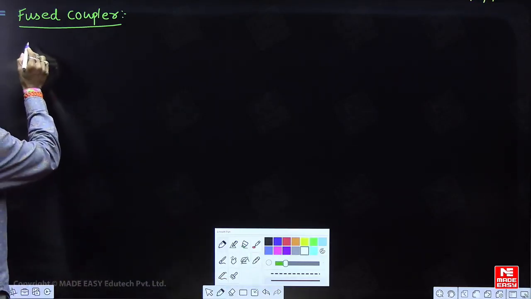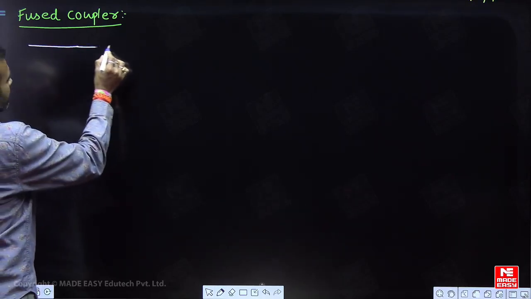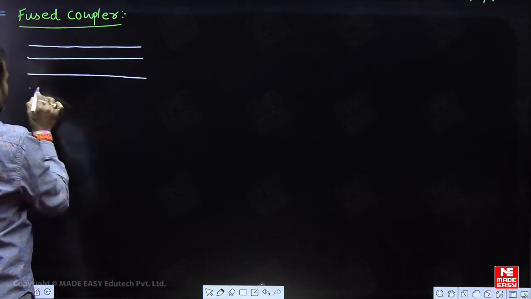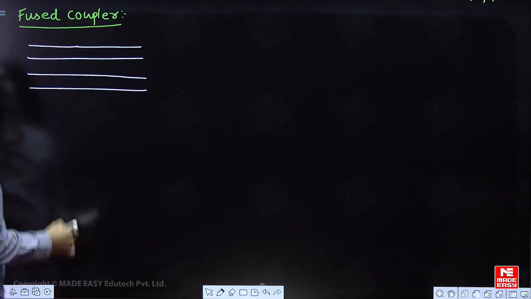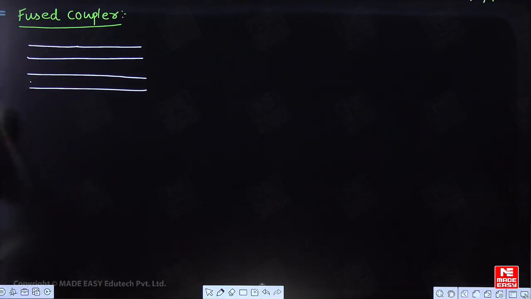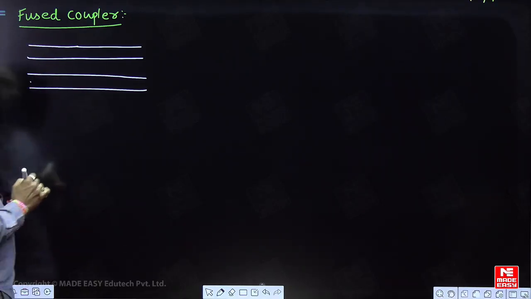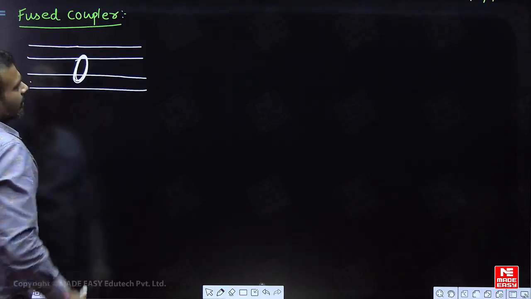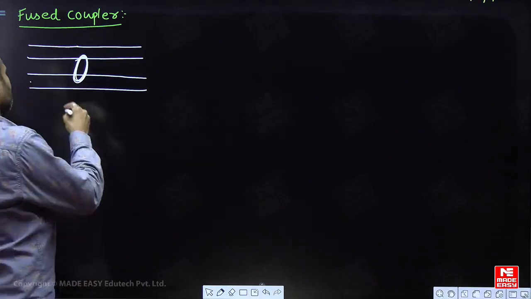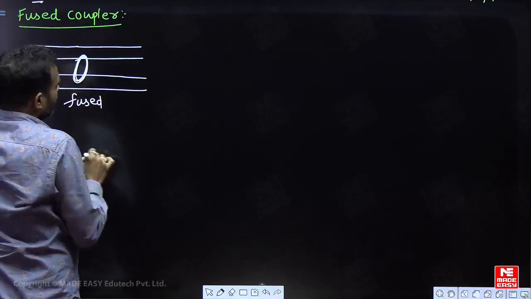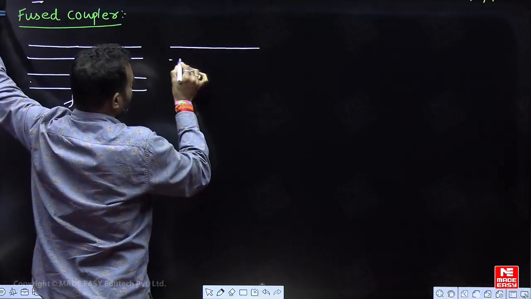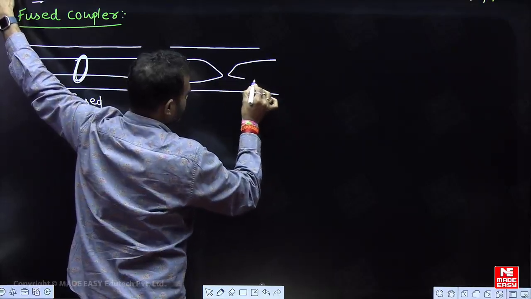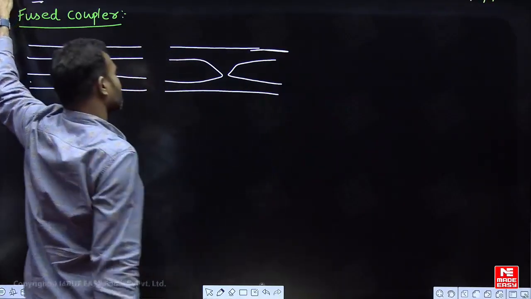see here, I am taking two fibers. This is one fiber, another fiber. It is called fiber 1 and fiber 2. These two fibers are going to be fused here. When you fuse these two fibers, then what happens is a connection is formed like this; the fibers are fused.